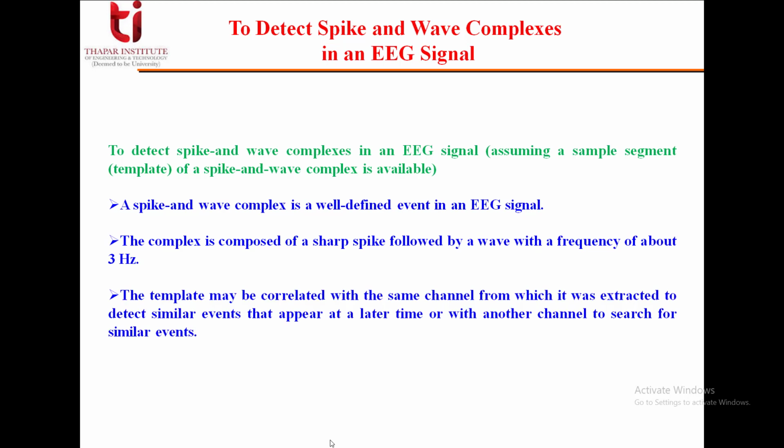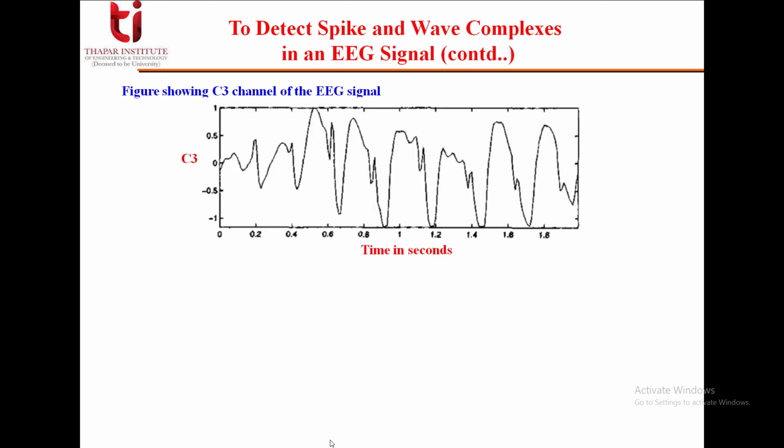The template may be correlated with the same channel from which it was extracted to detect similar events that appear at a later time, or with another channel to search for similar events. A simple threshold on the result gives the time instances where the events appear. So let's see one illustration for this. This is a signal obtained from the C3 channel of the EEG recording.